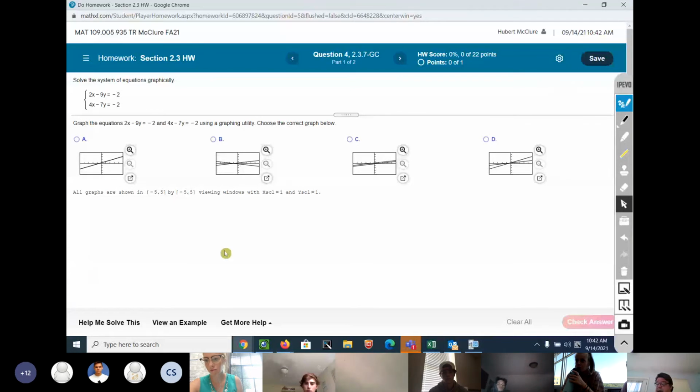Okay, that's interesting. 2x minus 9y equals negative 2. 4x minus 7y is equal to negative 2.